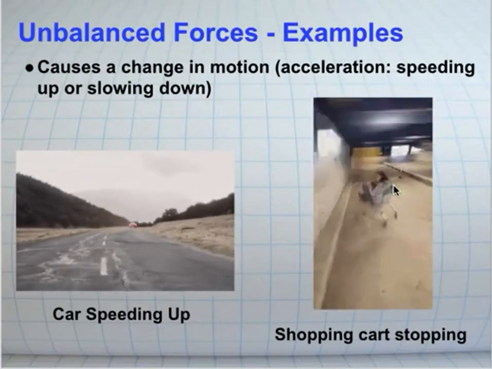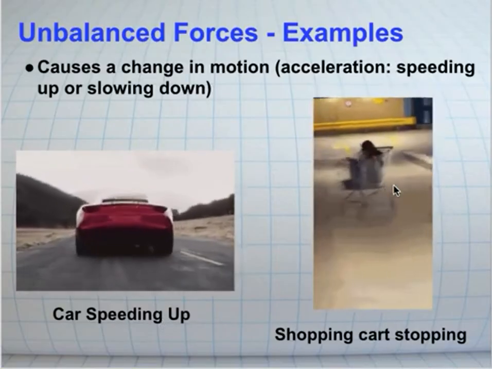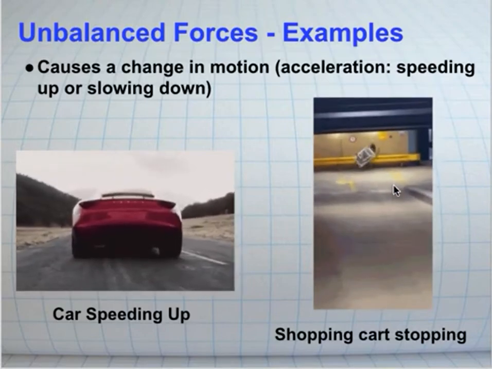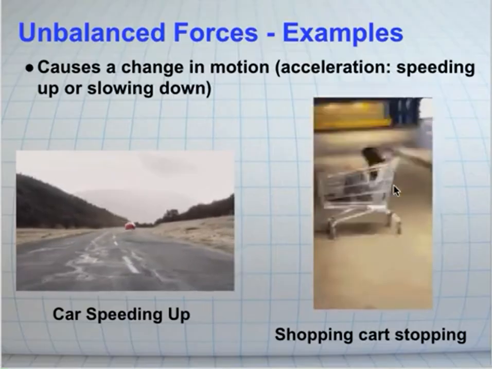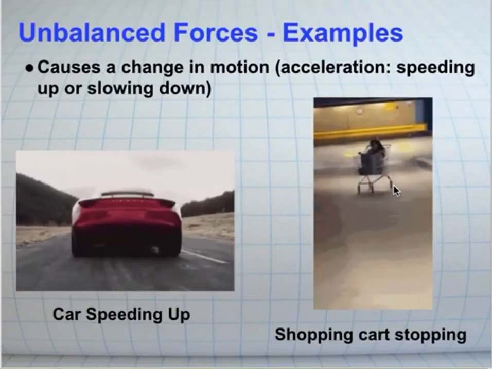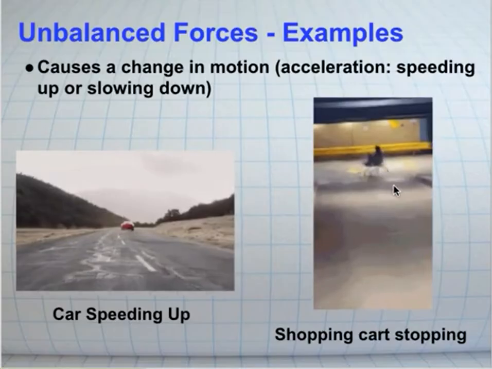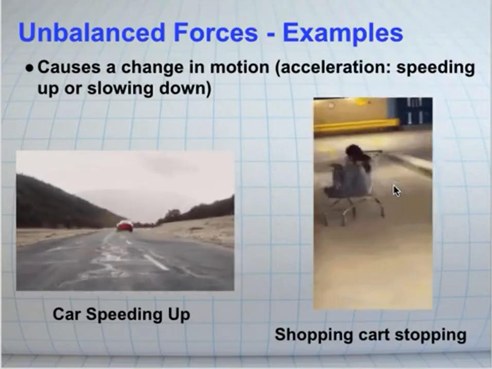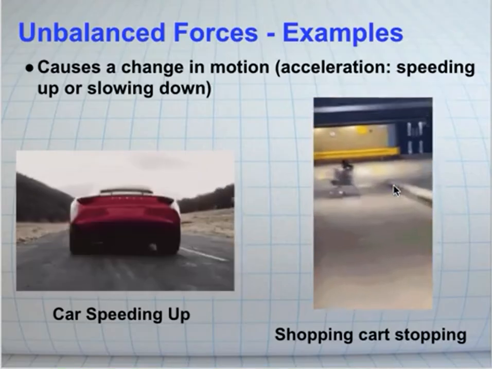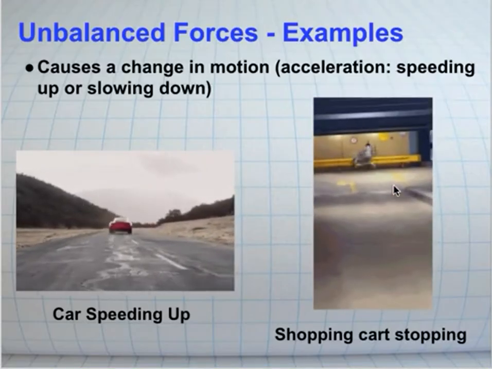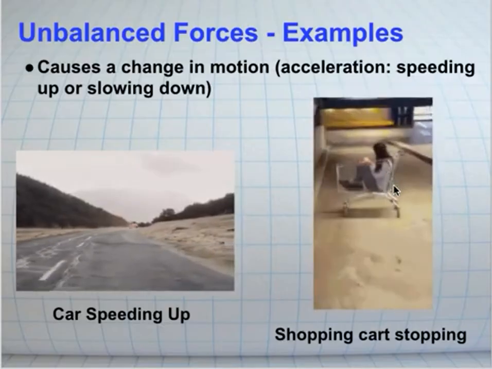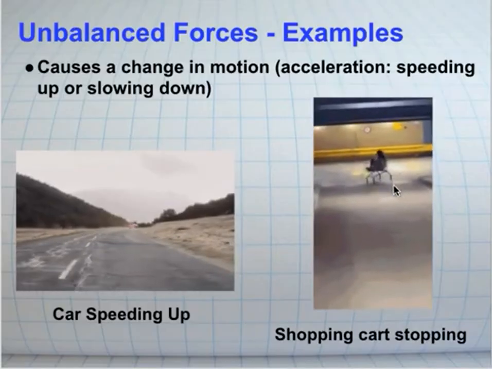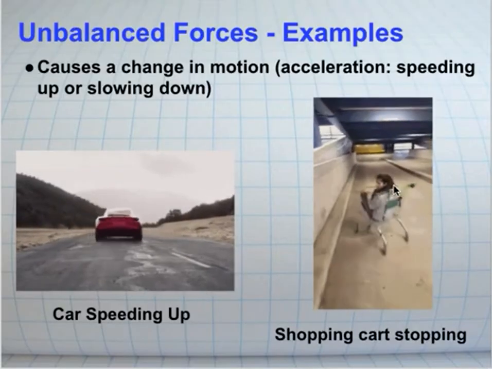And then if you look at the girl in the shopping cart, this is great. What happens to her when she hits the wall? She comes to a complete stop. In order to come to a complete stop, it has to slow down, and it slows down very, very suddenly. So we know that the force pushing against her, against the shopping cart, is much, much more than the force that it took for her to go straight forward. So these are examples of what happens to an object when we have unbalanced forces: something speeds up, or something really slows down and, in this case, comes to a complete stop.